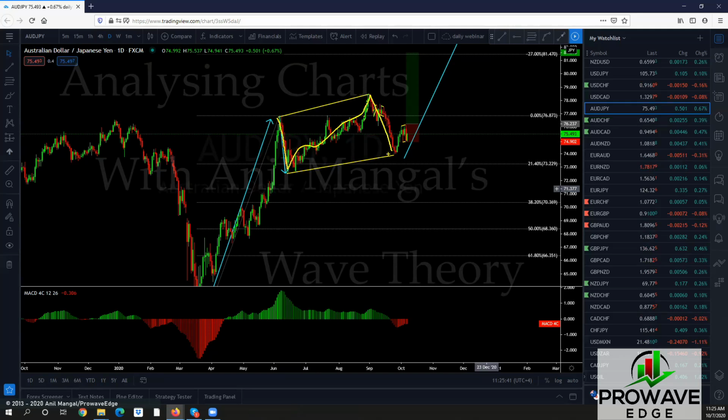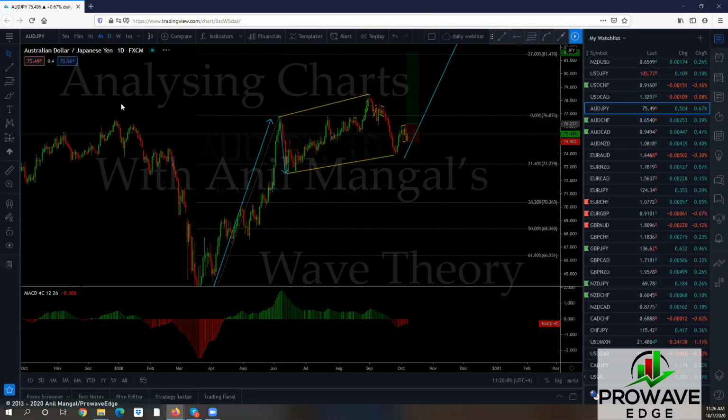We know this pattern. And if it is the pattern that we think it is, we don't know that for sure. It could get much more complicated than that. But if it is that pattern, then we will be getting an impulse going out here. So we'll be looking for buy setups, right? So let's go into the chart in the 4 hour.